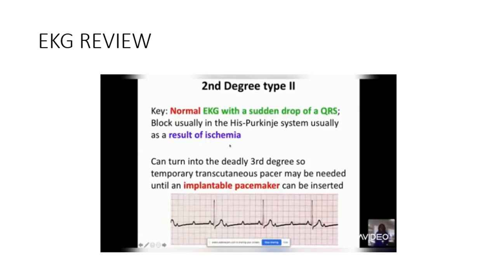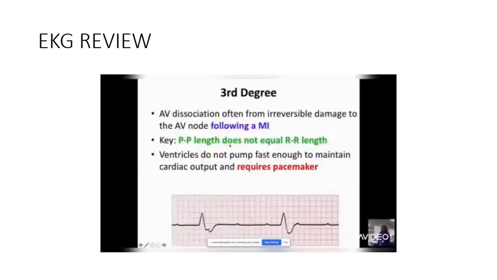That is dead tissue. There is some ischemia. We do need to intervene for that one. This client needs a pacemaker. So second degree type 2, pacemaker. Second degree type 1, if there's no signs and symptoms, we monitor, we watch. If there's signs and symptoms, atropine. Okay, so now let's go to third degree.